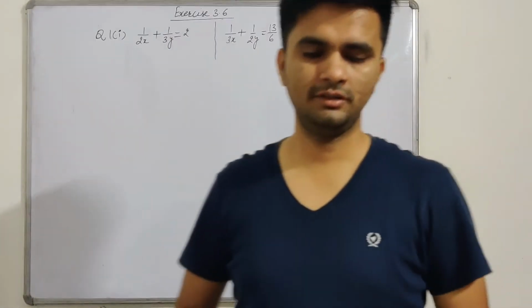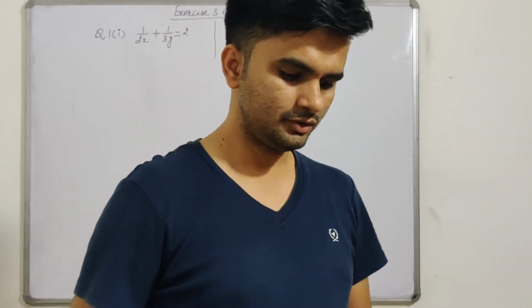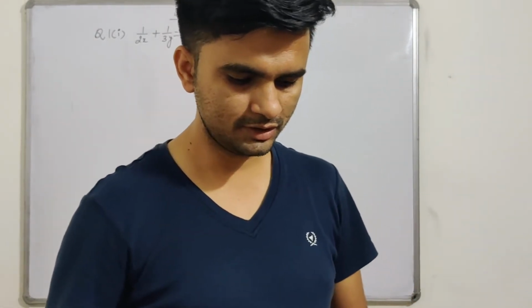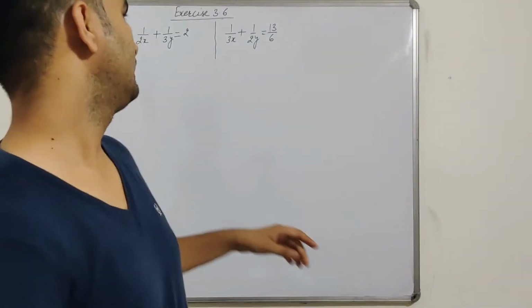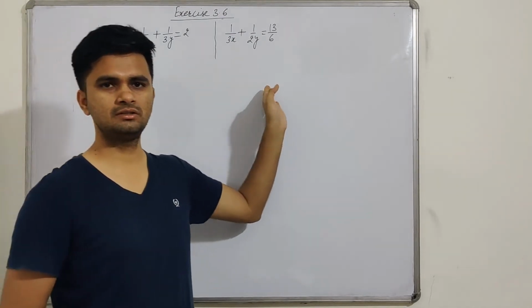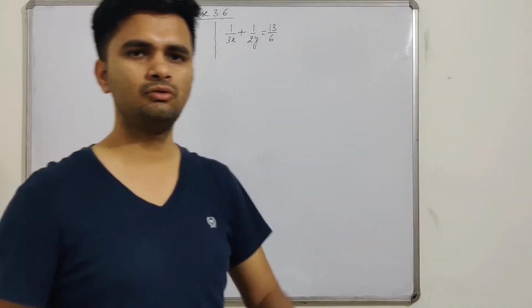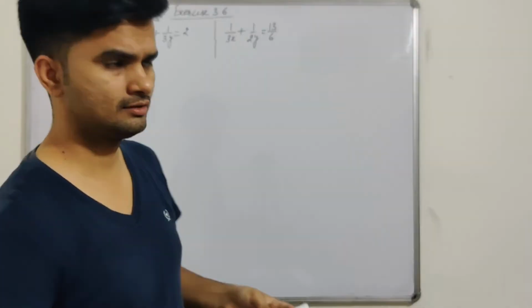Good evening everyone. In this video I am taking exercise 3.6 question number 1, and the question is: solve the following pair of equations by reducing them to a pair of linear equations. It means first target is to reduce these two given equations to linear equations in two variables. Then we can use any method to solve these equations.